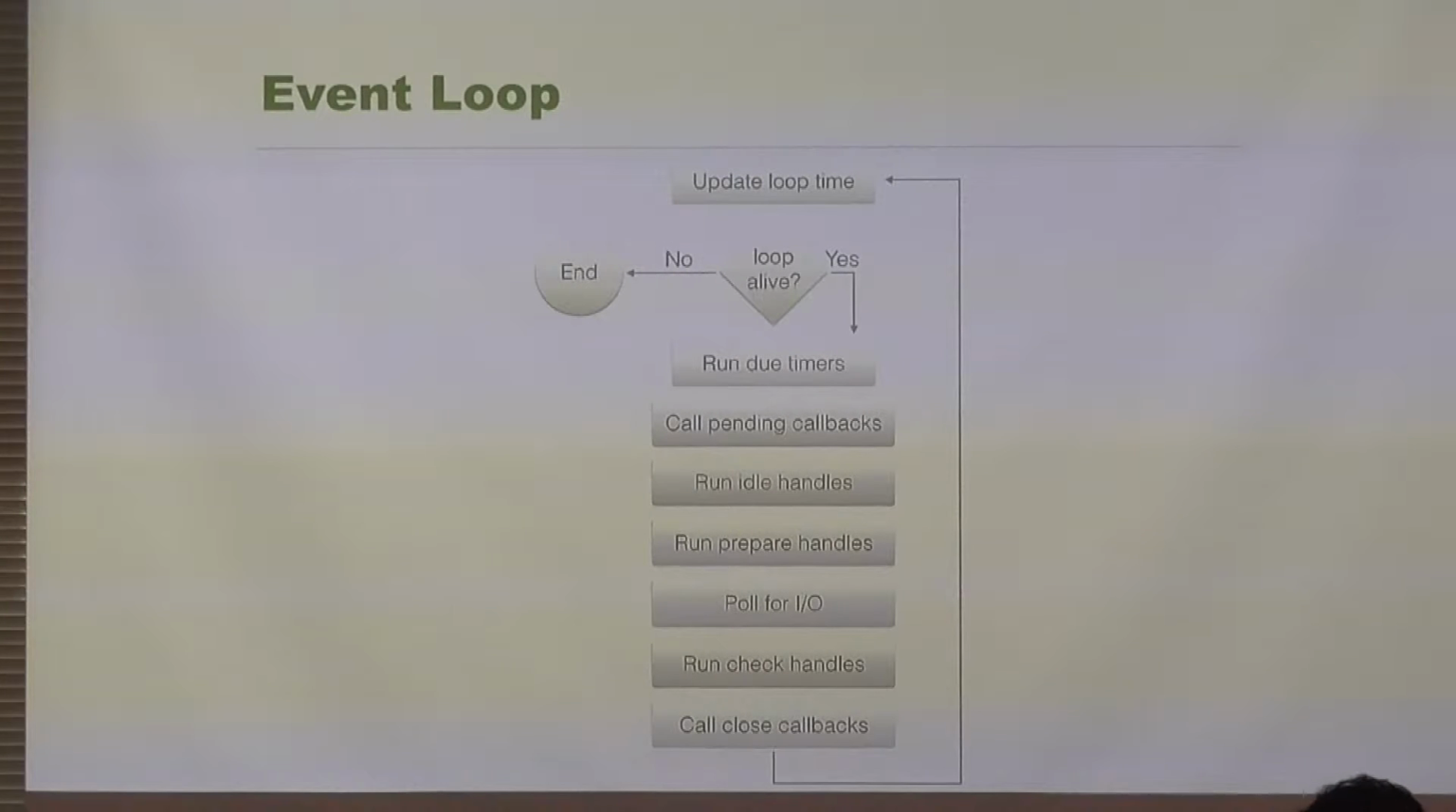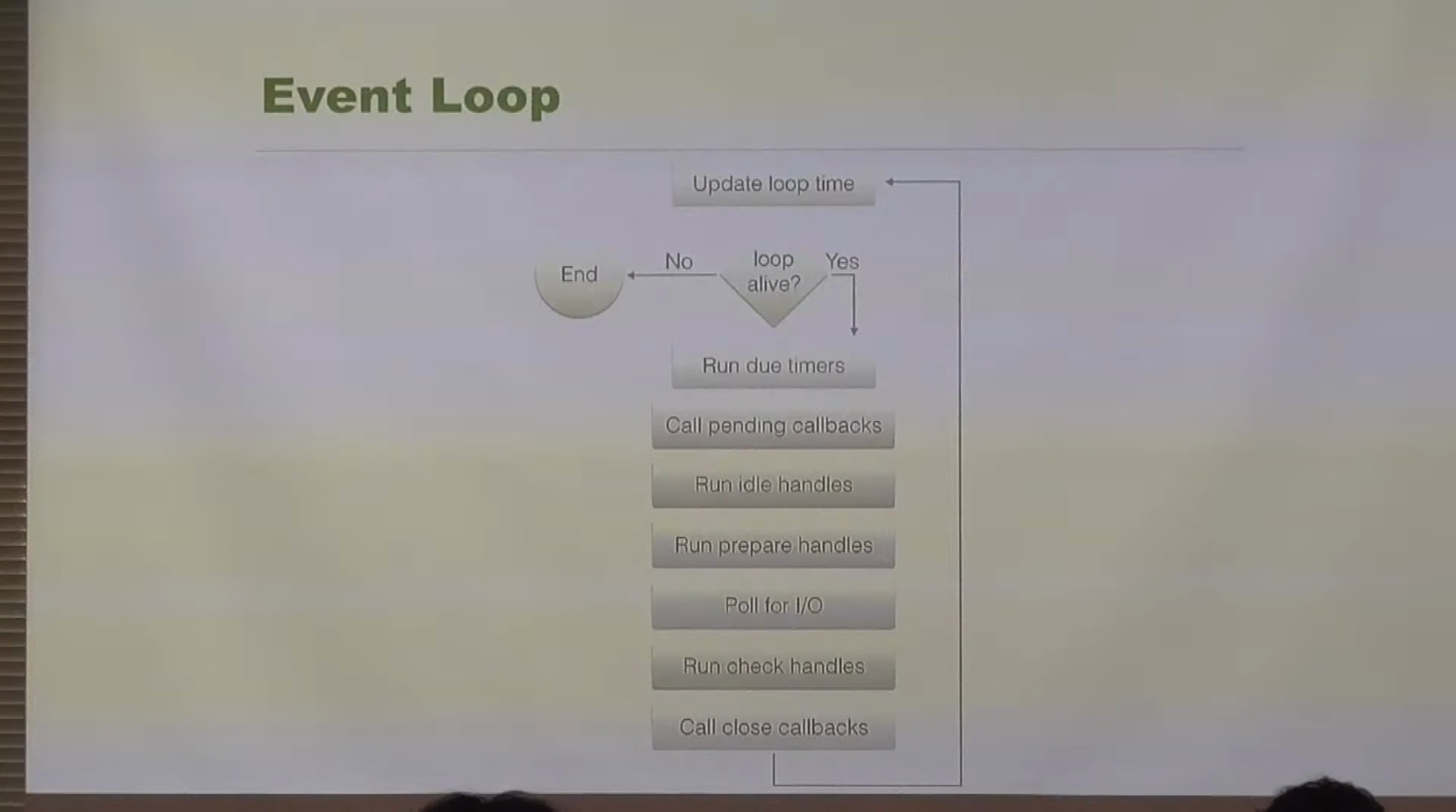After we update the loop time, we check: is the loop alive? That just basically checks if there are active handles and requests. If there are none, then the process will exit. If there is still work to be processed, then we drop down below. Basically, we start by running do timers. So in Node.js, if you do setInterval or setTimeout, eventually those timers are going to elapse, and then these libuv timers will actually be triggered.